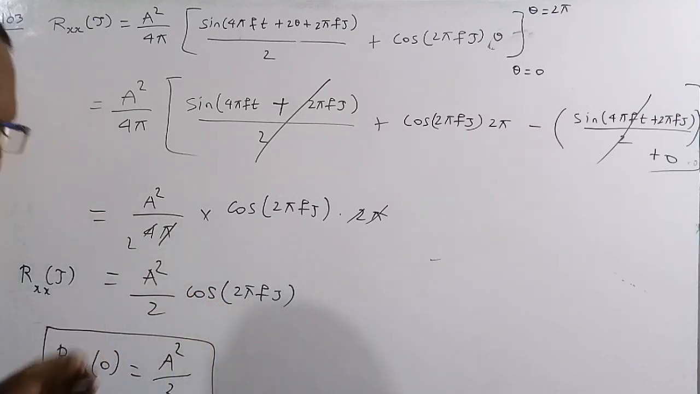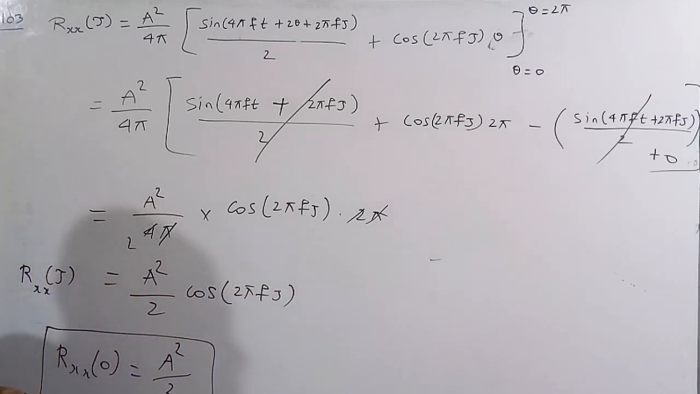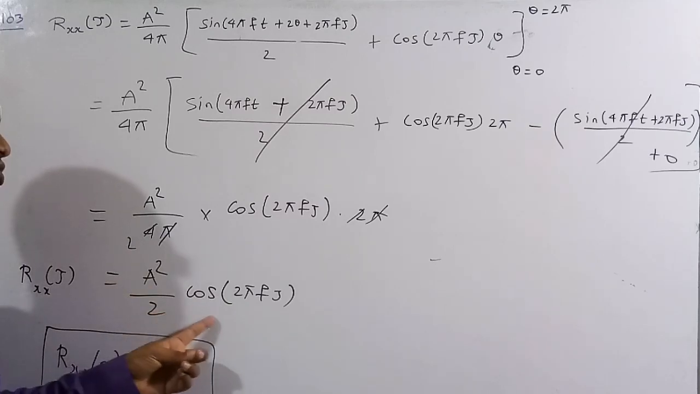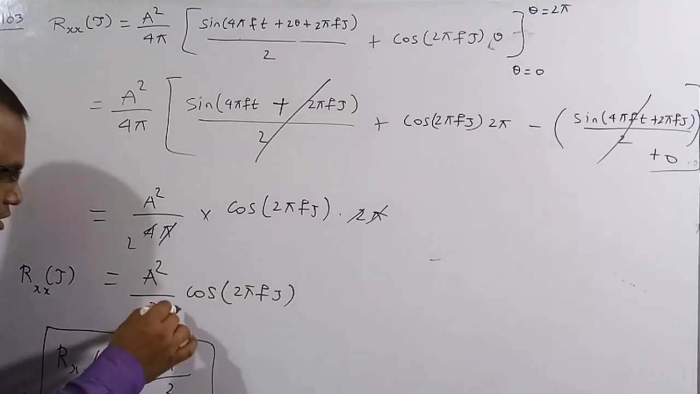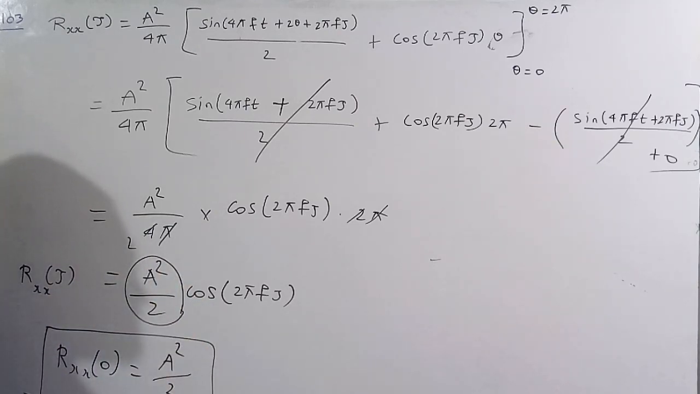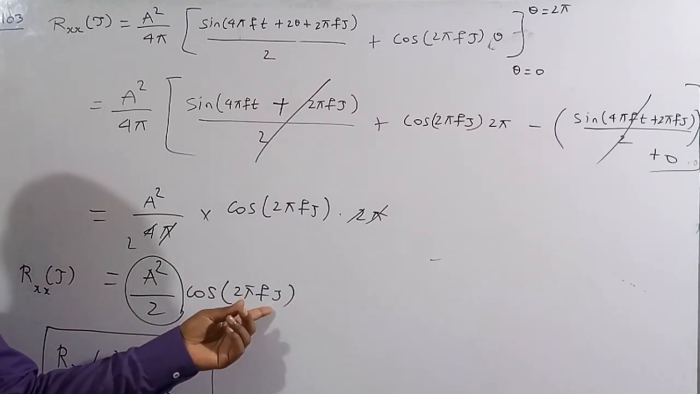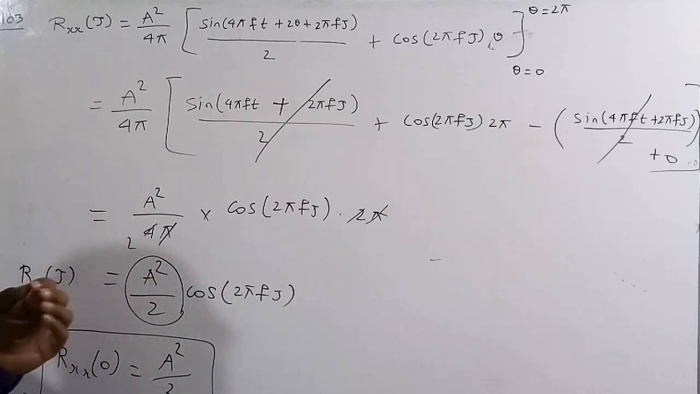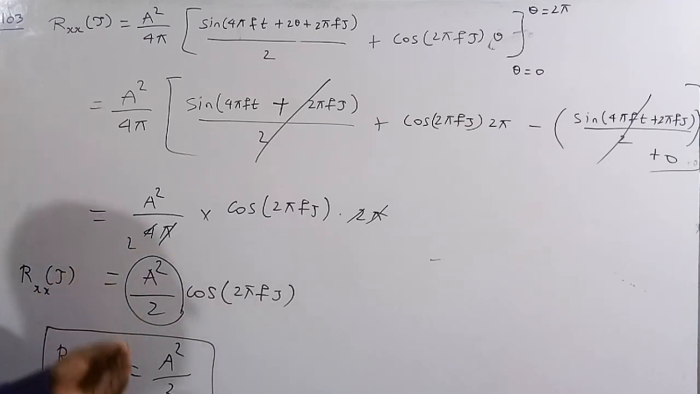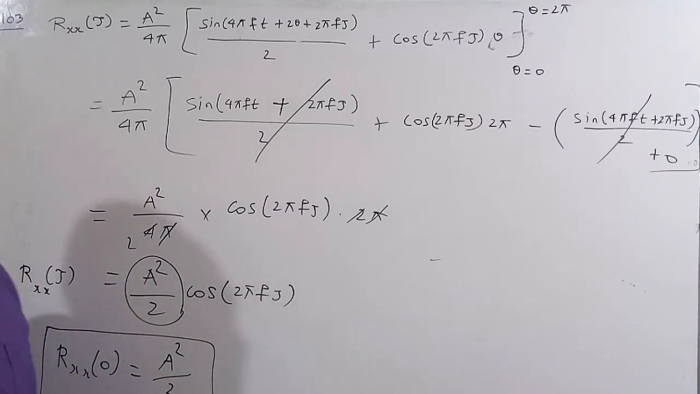Finally we have figured out the autocorrelation function of x of tau is A square by 2 cos 2 pi f tau. It is a function of tau. If you see carefully, for sine and cos, the amplitude itself is the maximum value. So R x of 0, if we substitute tau equal to 0, we still get the peak value, which is A square by 2. So finally we have figured out that the maximum value of the autocorrelation function is A square by 2, and it is the correct solution of this question.